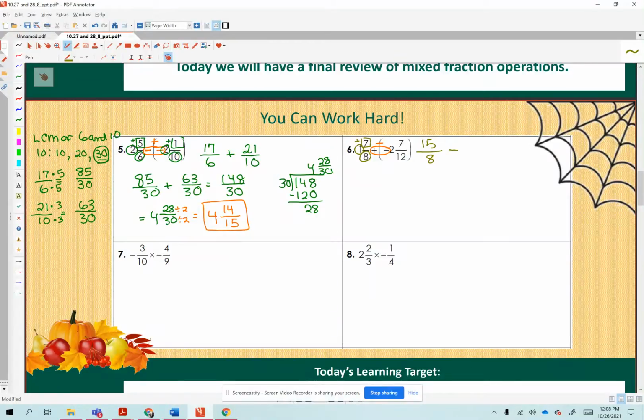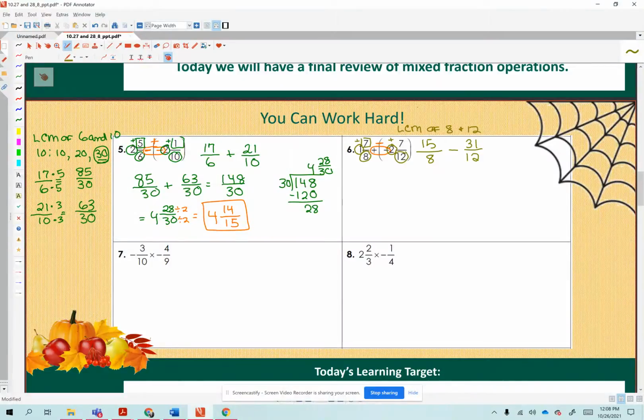And we said adding a negative is the same as subtracting. And we'll convert 2 and 7/12 to an improper fraction. 12 times 2 is 24, plus 7 is 31. So that would be 31 over 12. And now we need a least common multiple of 8 and 12 so that we can have common denominators.